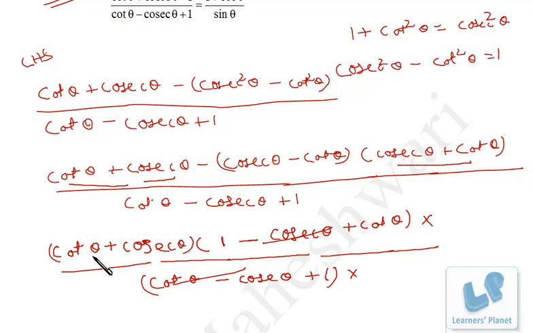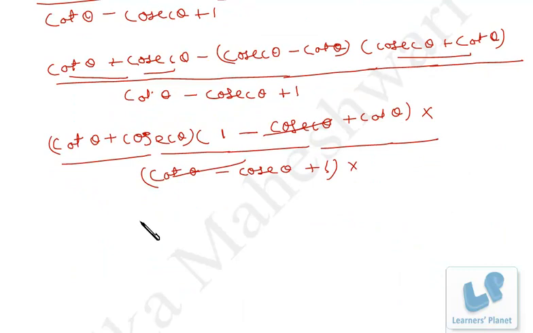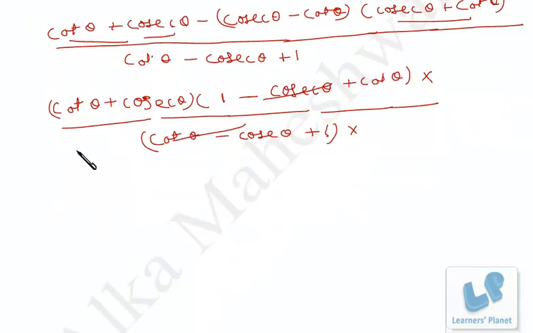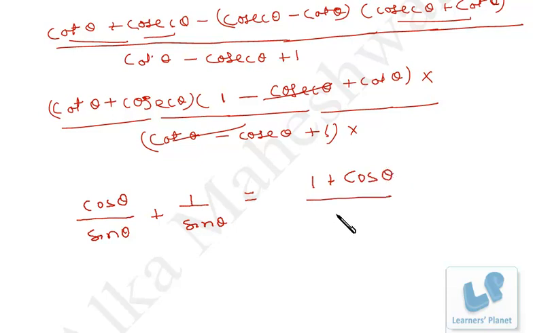Now we are left with just cot theta plus cosec theta, right? On the right hand side we want the solution in cos and sine, so I convert cot and cosec into cos and sine. Cot theta is cos theta by sine theta, and cosec theta is 1 upon sine theta. So it is 1 plus cos theta by sine theta, right? So that's the right hand side.